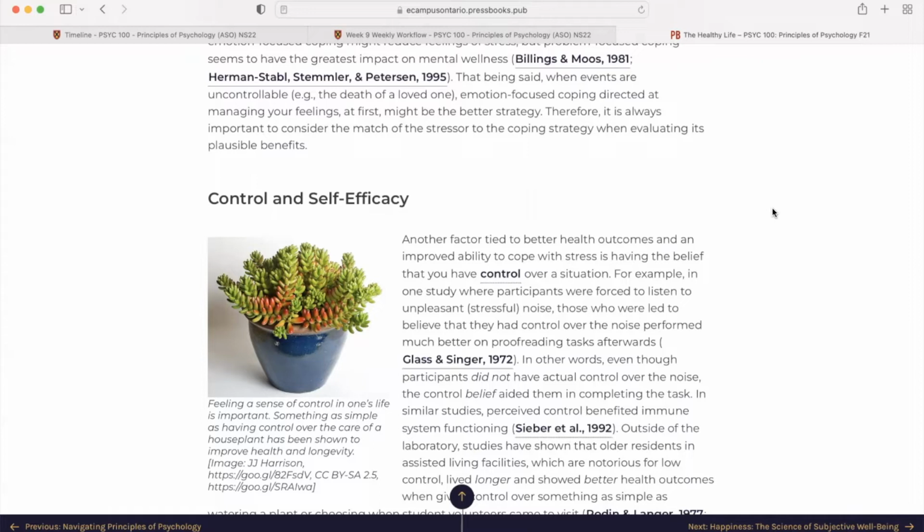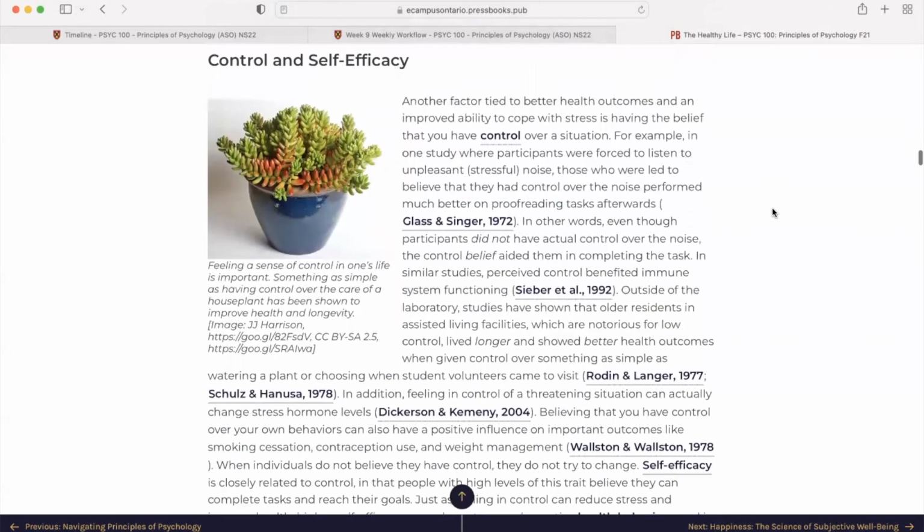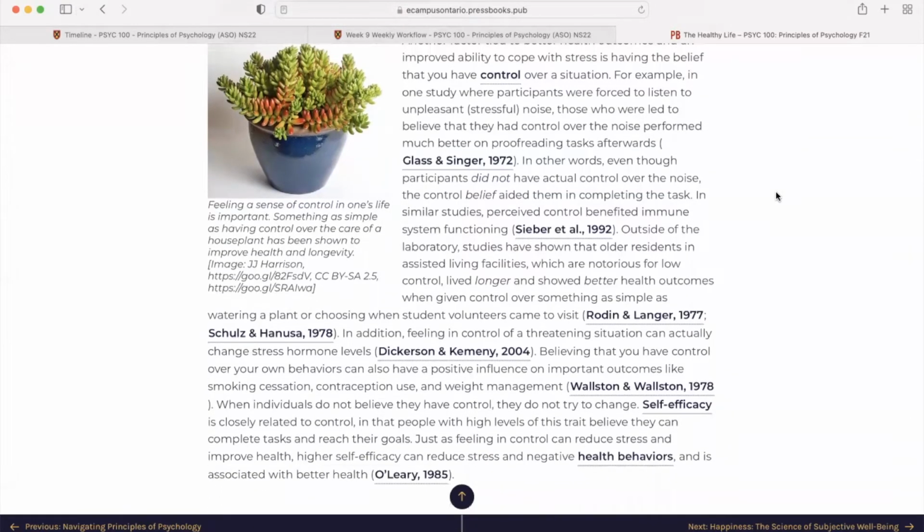Control and self-efficacy. Another factor tied to better health outcomes and an improved ability to cope with stress is having the belief that you have control over a situation. For example, in one study where participants were forced to listen to unpleasant, stressful noise, those who were led to believe that they had control over the noise performed much better on proofreading tasks afterwards. In other words, even though participants did not have actual control over the noise, the control belief aided them in completing the task.